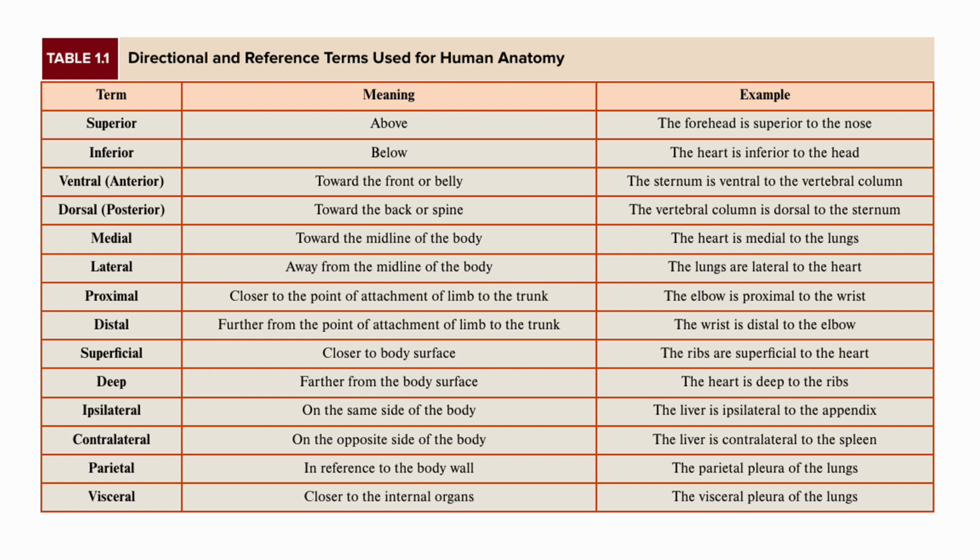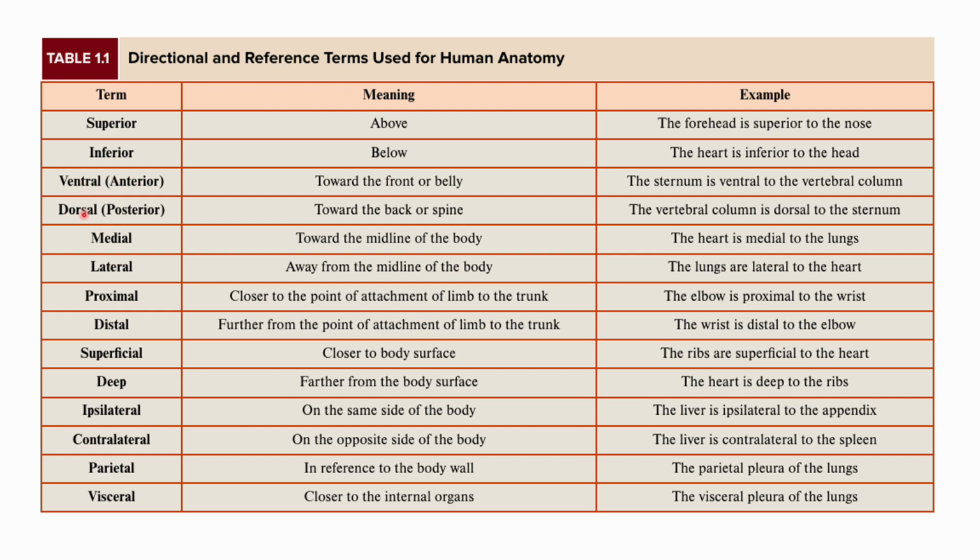Some directional terms and reference terms used for human anatomy. Since we are becoming human anatomists, we don't say my forehead is above my nose. We say the forehead is superior to the nose. We say that the heart is inferior to the head. Ventral or anterior means towards the front or the belly. Dorsal or posterior means towards the back or the spine.